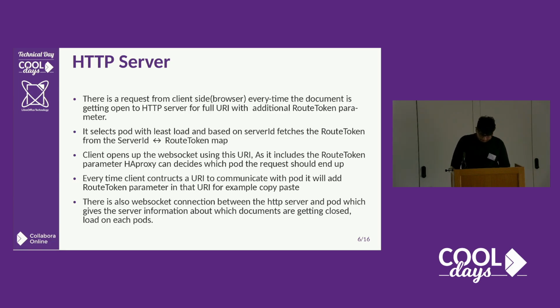So for the HTTP server, there are two main functions. One is to serve the route token, and second is to maintain a socket connection between Collabora Online pods and the operator. We need a socket connection to get an idea about the load on the pod, and second, whether the document is closed or not. Based on these states, when a client tries to open a document, the first request will go to the operator with the HTTP server, and the operator will filter out the least loaded pod and give the route token for that server.